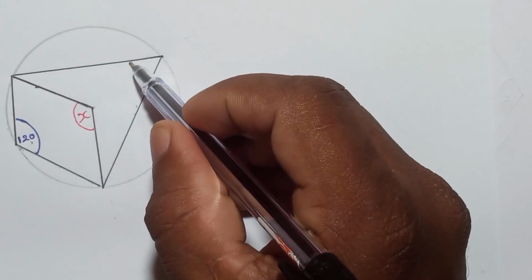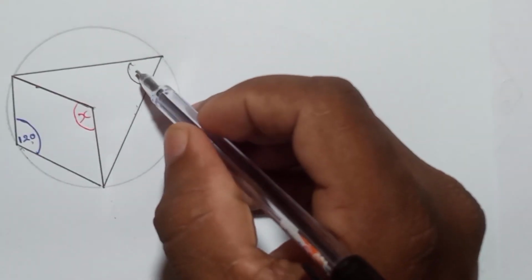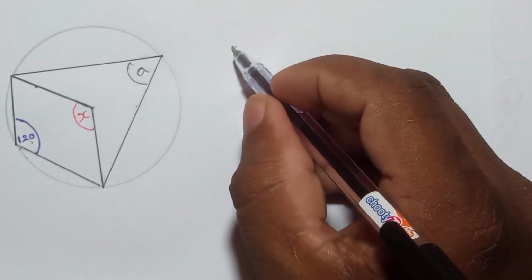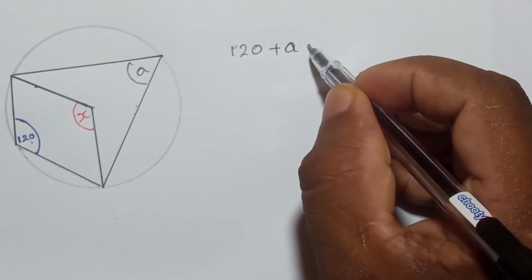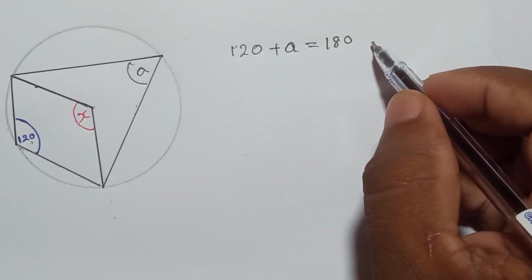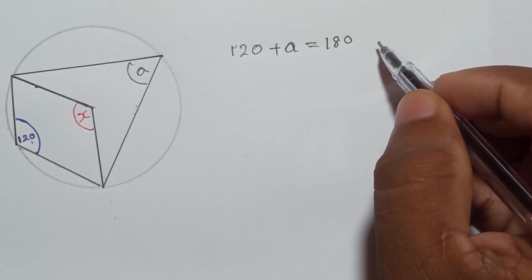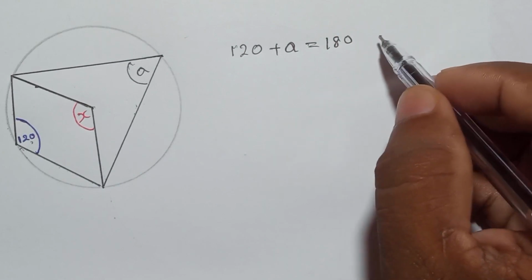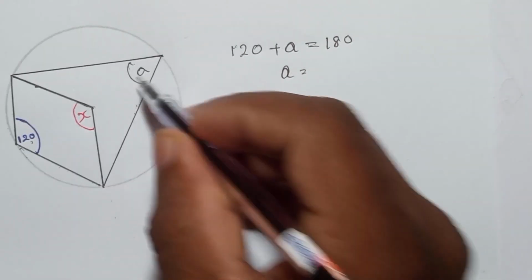So you can put your own letter here, except x. You can put like a, right? Now you can write 120 plus a should be 180, for the reason that opposite angles of a cyclic quadrilateral add up to 180. Or we can say in a cyclic quadrilateral opposite angles are supplementary. So here we need to find a.